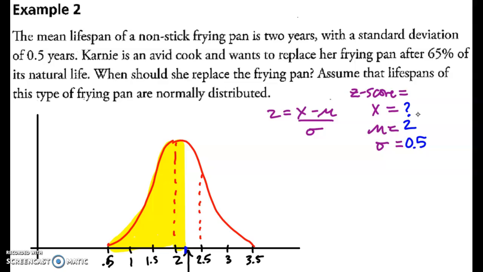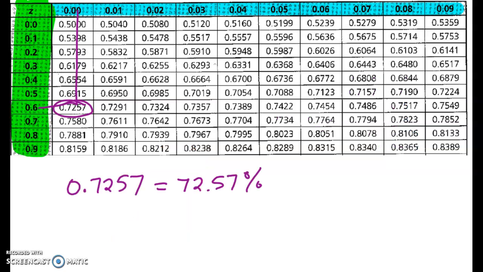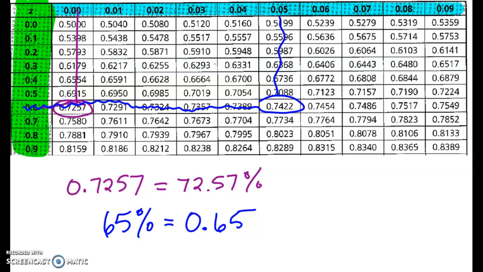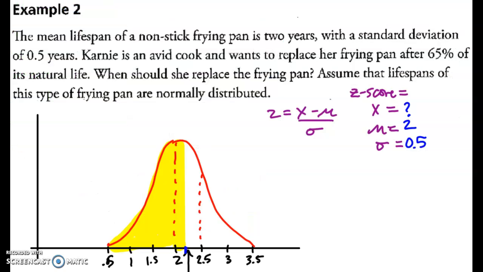Now, 65%. Let's go back to our Z-score table. 65%, if we switch that to decimals, that's 0.65. So we go to 0.6 here, and we trace along till the hundredths is 0.5. You can see straight up here. That would be 0.65. And our percentage here, or our Z-score, I mean, is 0.7422. 0.7422 is the Z-score. Okay, let's stick that into the formula now and solve for x.